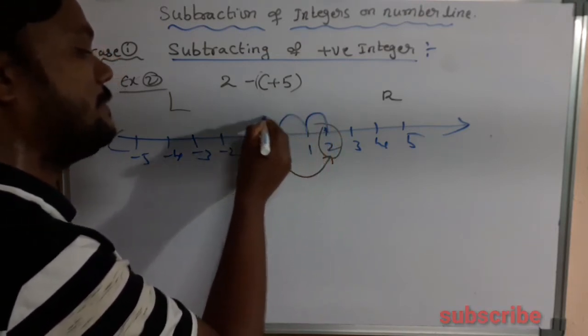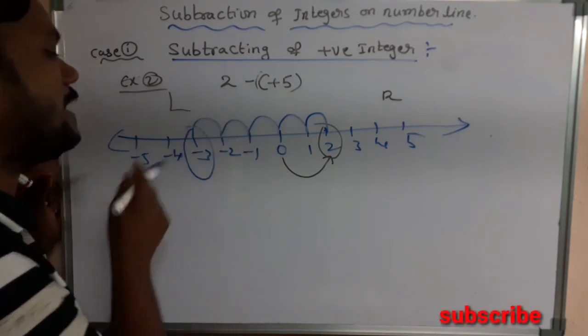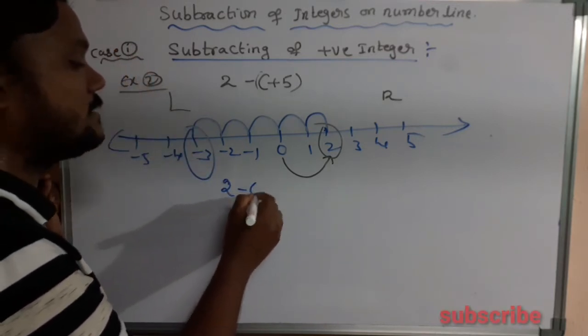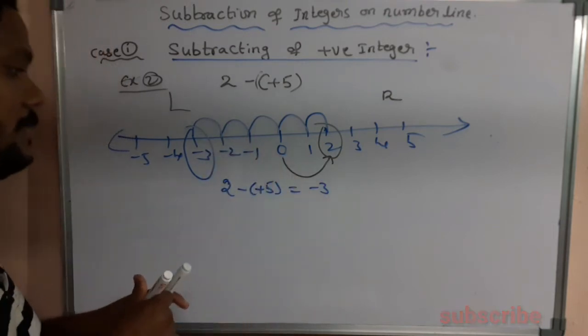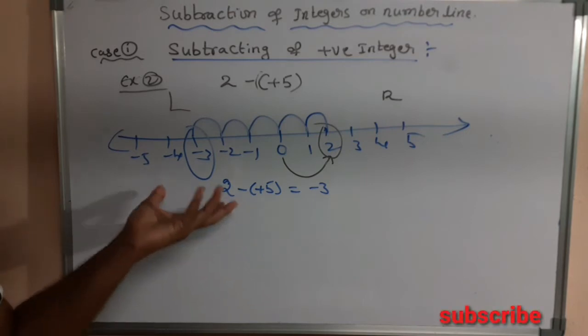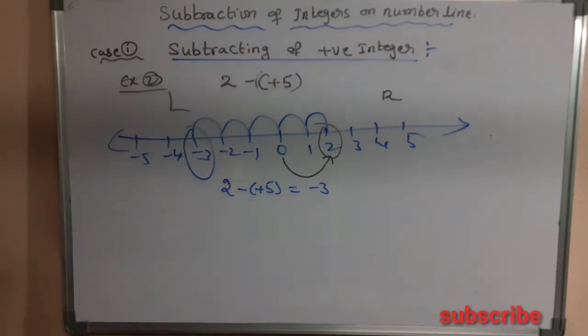First step, second step, third, fourth, fifth. At the fifth step, we reach negative 3. So 2 minus positive 5 is equal to negative 3. This is how to solve the problems of subtracting positive integers on the number line.